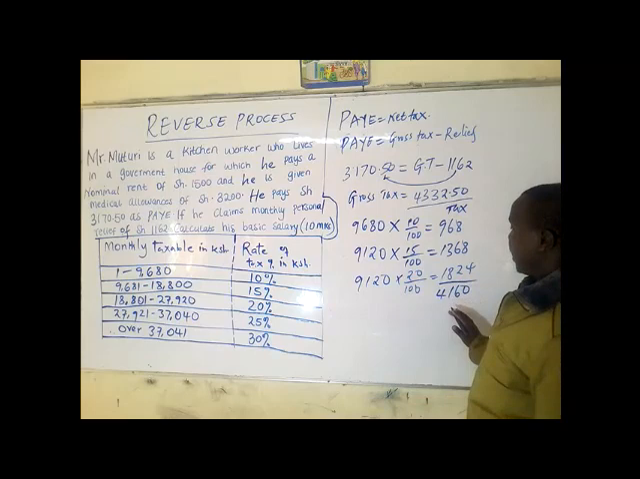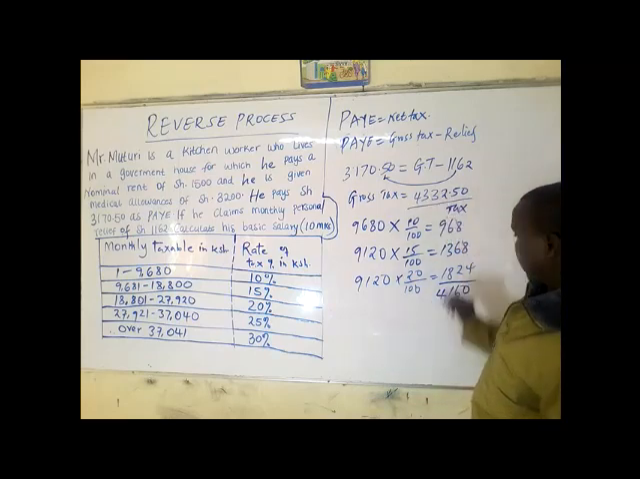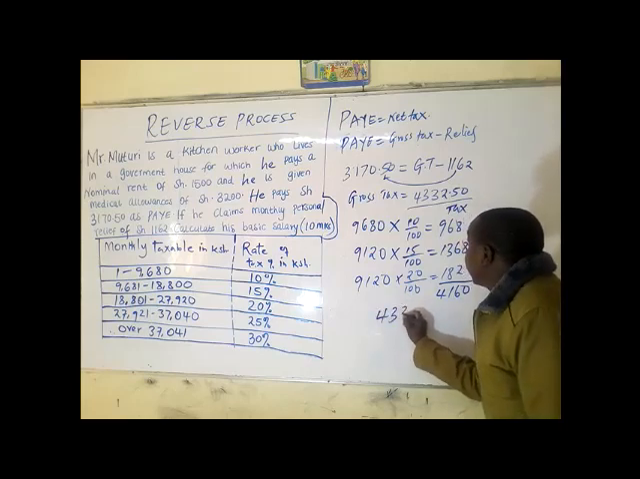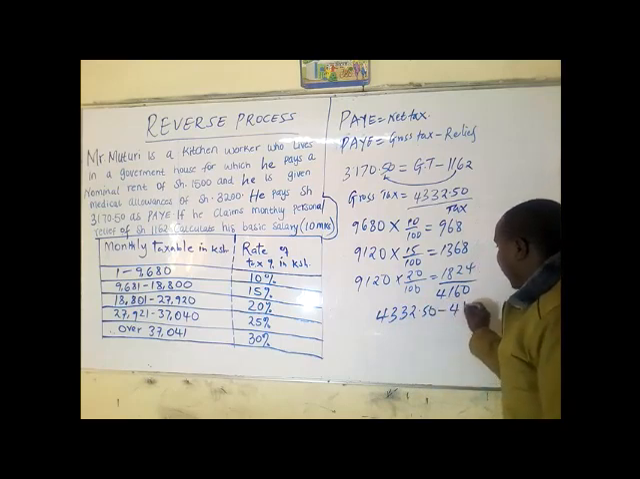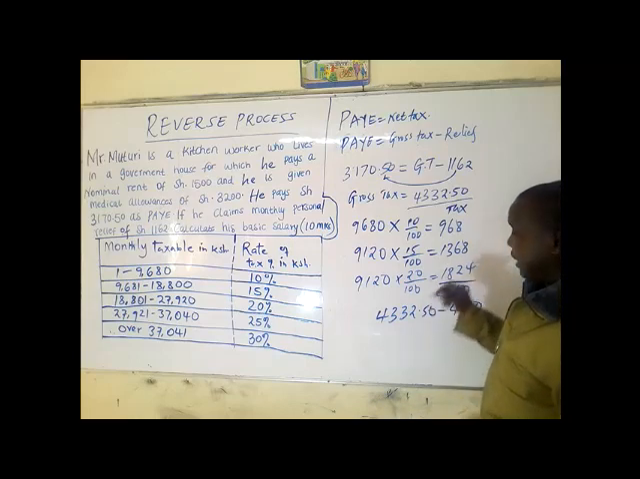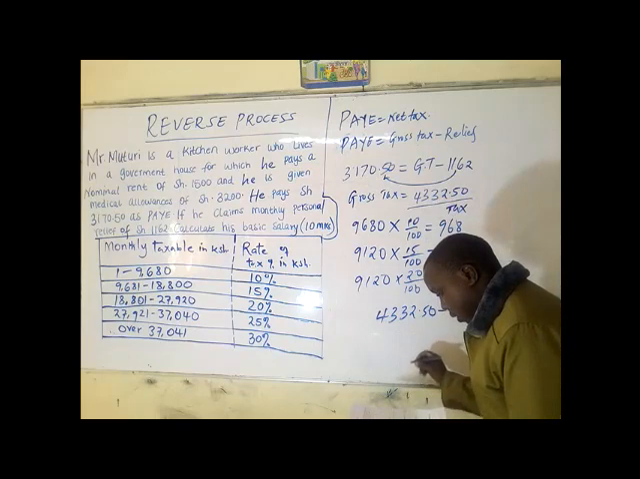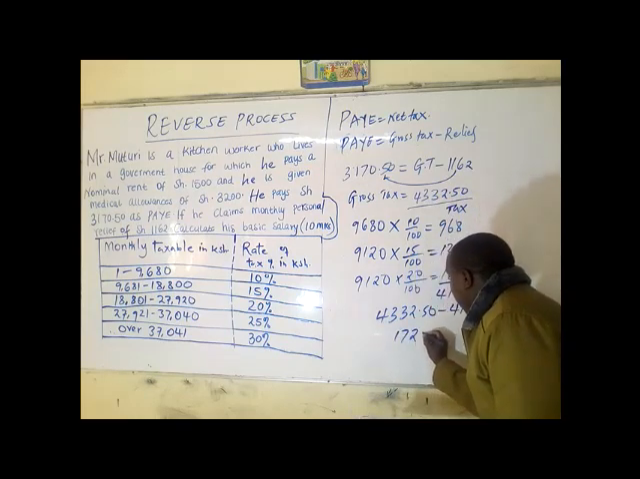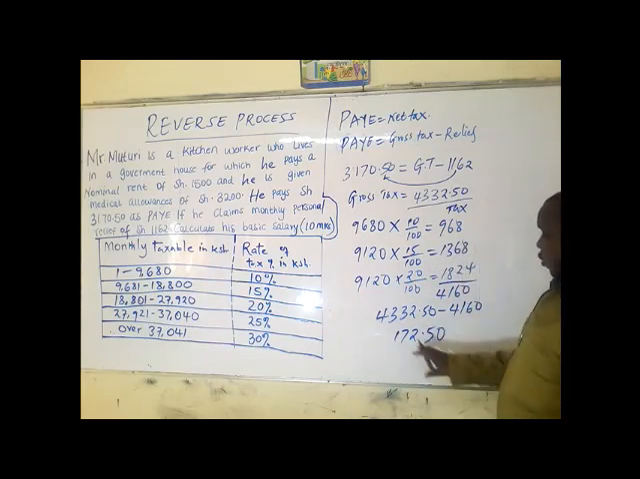Therefore, once you reach here, you stop and then subtract what is remaining from our tax. What is remaining is 4,332.50. Subtract what we have here, 4,160, that is the tax, and we want to see the tax that is more than this. That gives us 172.50, 172 and 50 cents. So this is the tax.